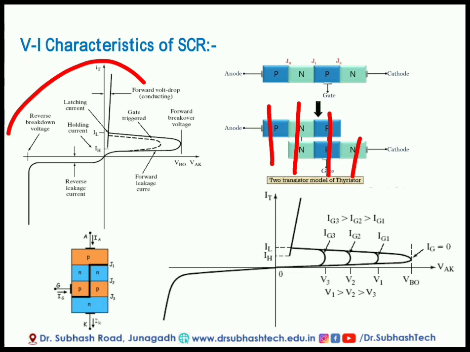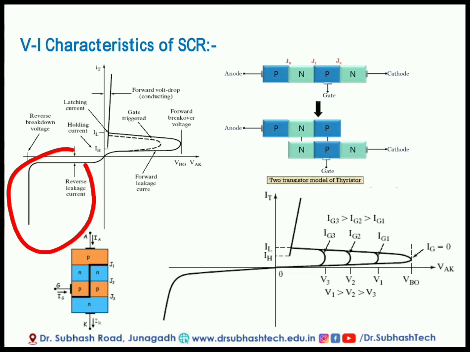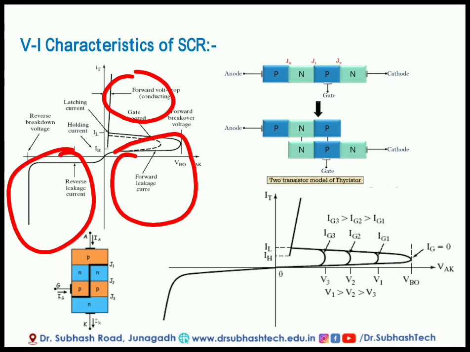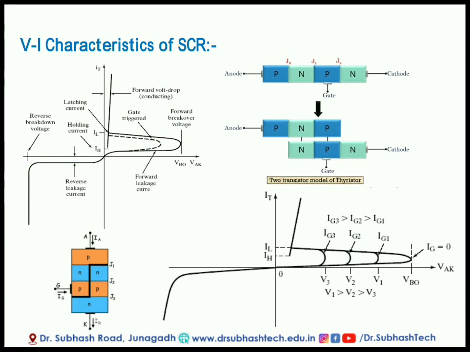Now this is the VI characteristic of SCR. Previously we have discussed this region is known as reverse blocking mode, this region is known as forward blocking mode, and this is the conduction mode. In this region SCR is in off state, here also it is in off state, but whenever we apply some gate trigger or apply some higher voltage, then SCR becomes on and it is in forward conduction mode. So we can say that SCR only operates in forward conduction mode.